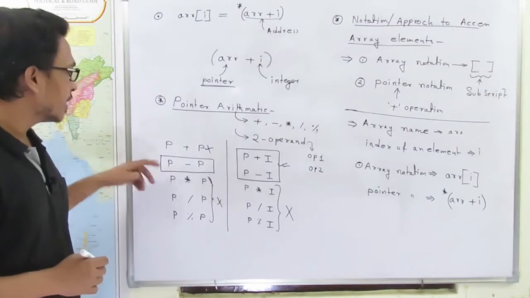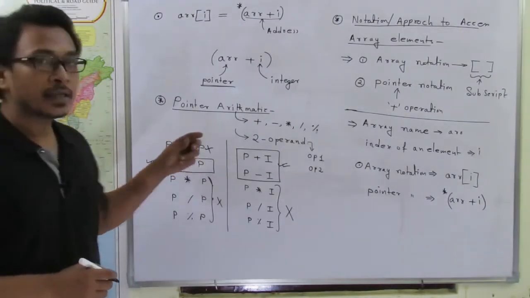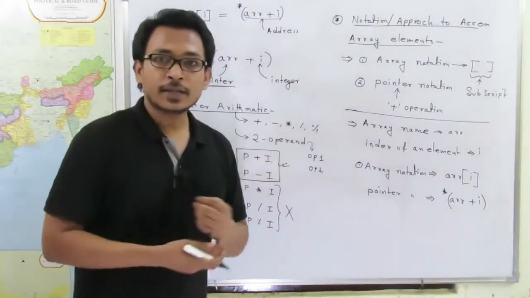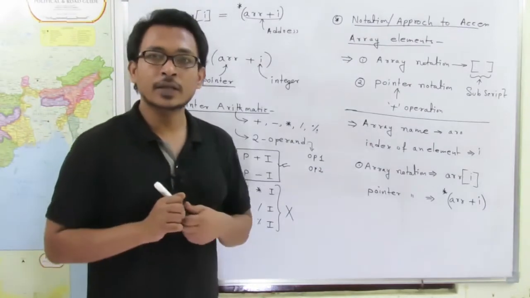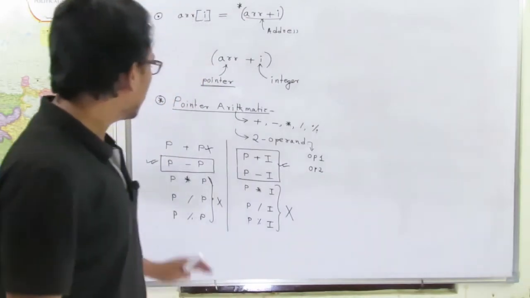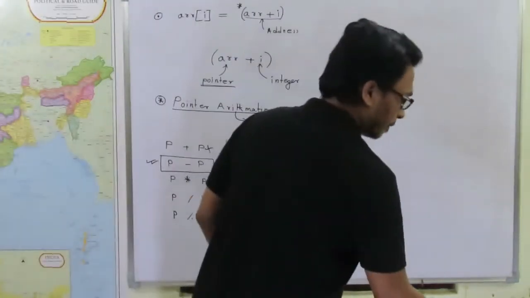And in this case, only pointer subtraction pointer, this combination is valid. And in this case, where one operand is pointer and the other operand is integer, at that time we can perform 2 operations, and that is addition and subtraction. Now how we can perform these 3 operations, we will learn this.